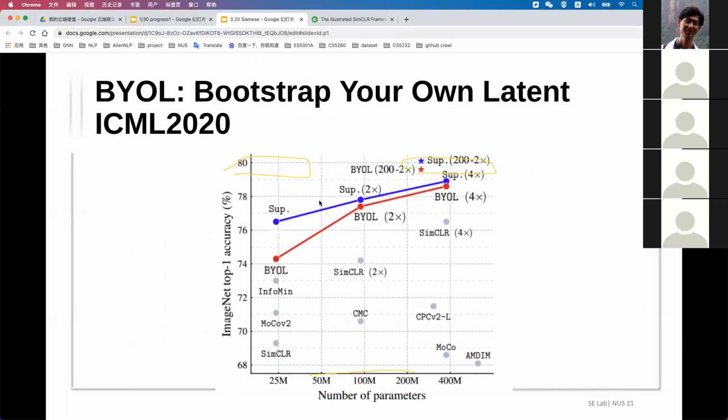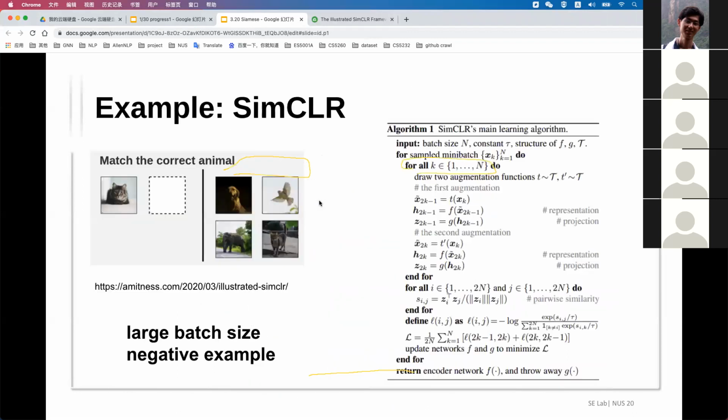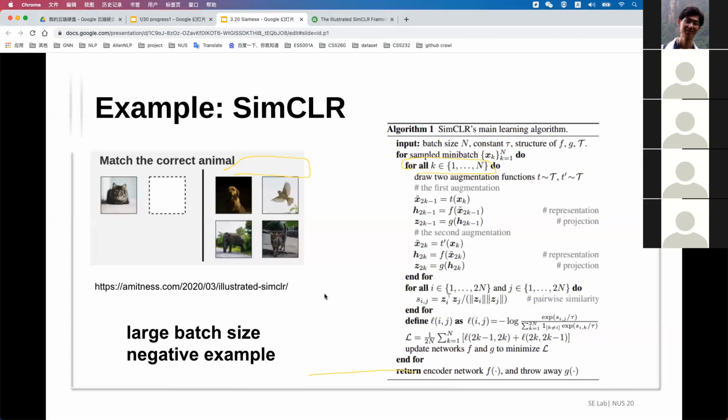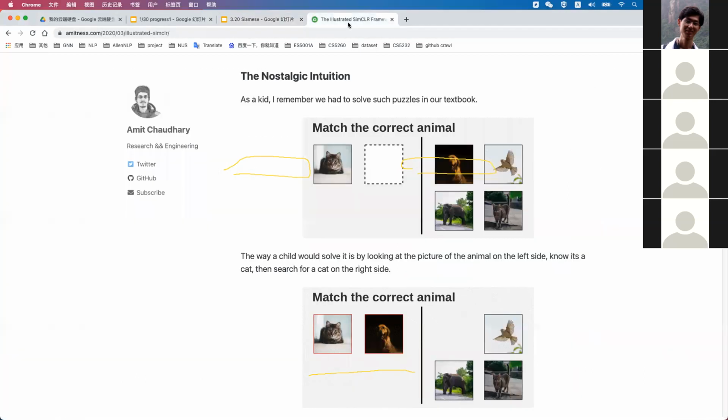And here is the example. I just show you an example of CVPR. I searched for an example on the website. So now the question is to match the correct animal. You got 4 examples in the data set, and you want to choose which is the most similar.